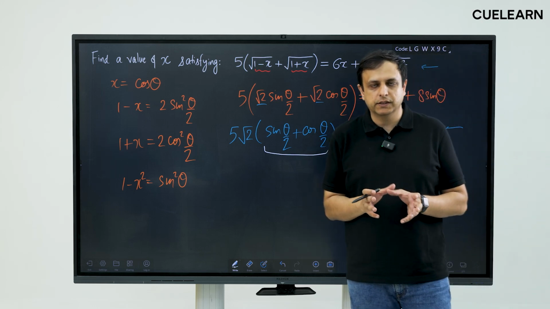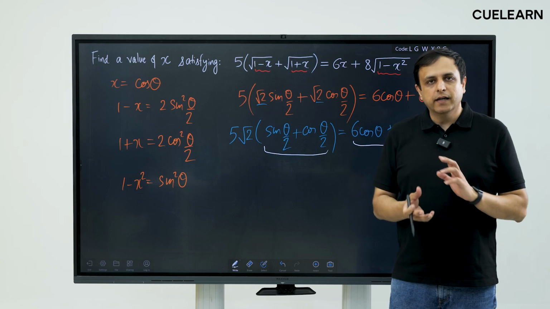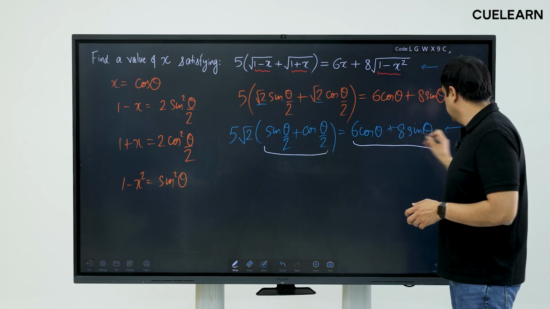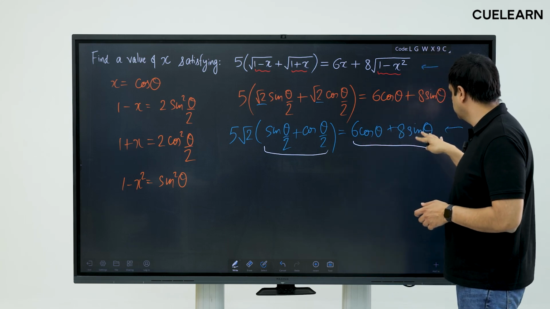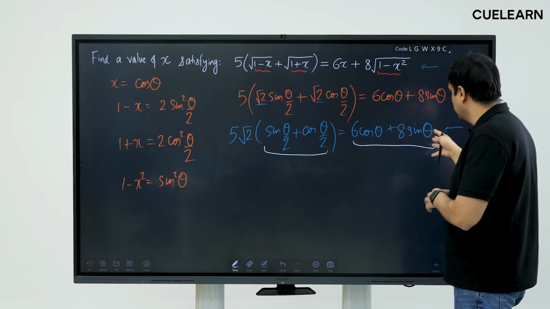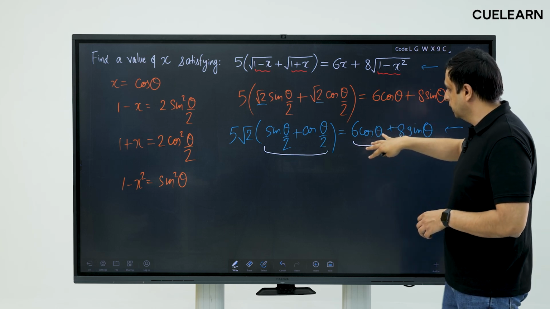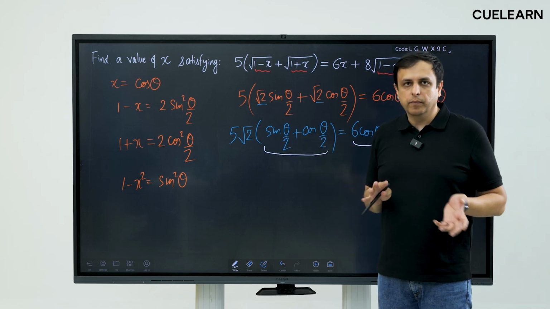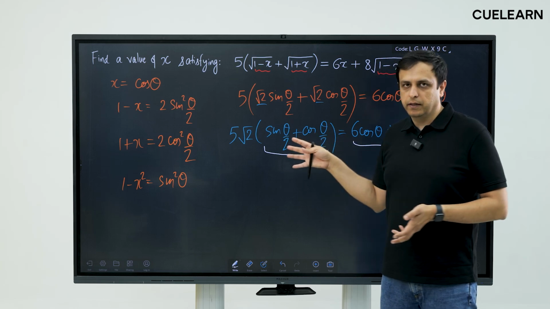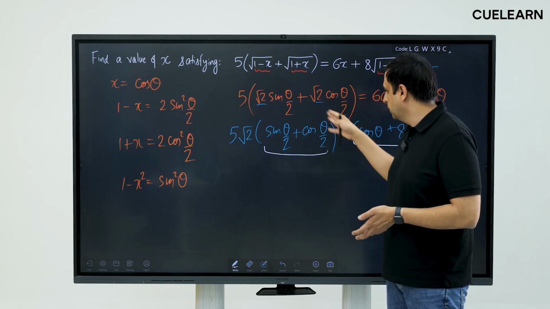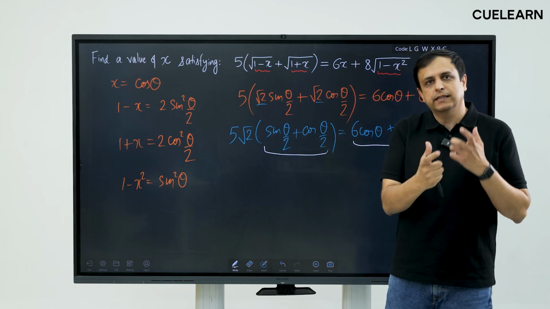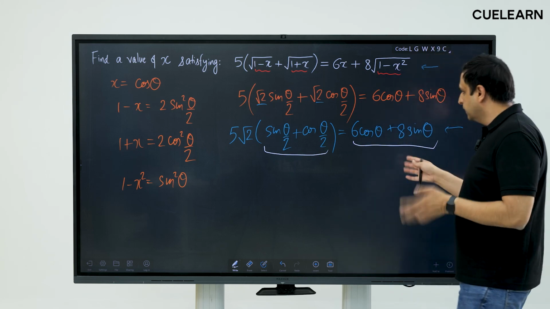Both of these expressions are what we call linear combinations. So this expression, for example, is a linear combination of sine theta and cos theta. You have something into sine theta plus something into cos theta. This expression is also a linear combination of sine theta by 2 and cos theta by 2. You have 1 into sine theta by 2 plus 1 into cos theta by 2. So these types of expressions are called linear combinations.